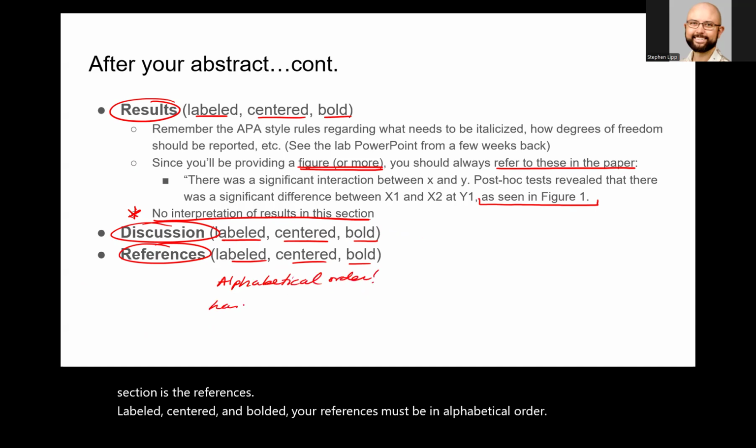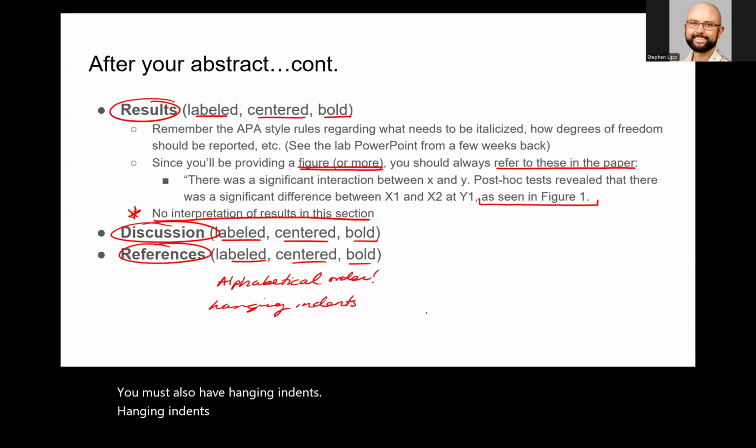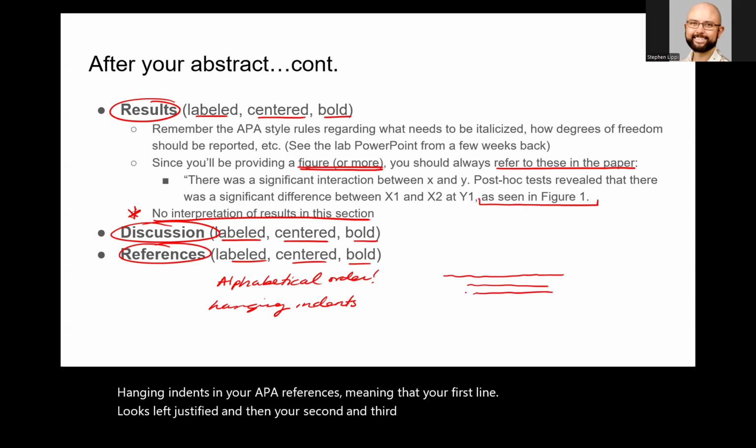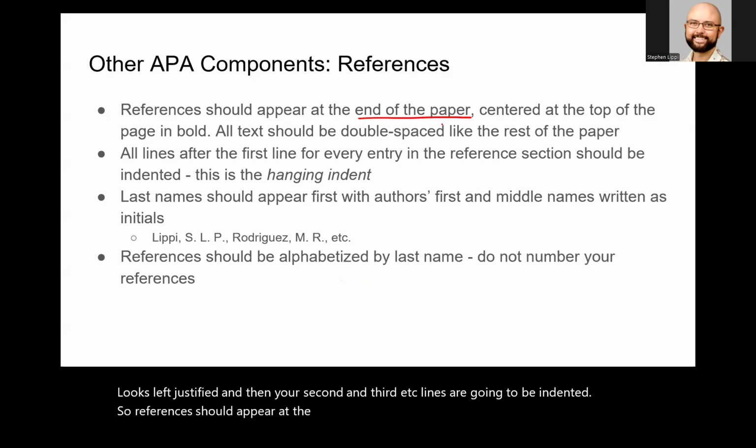You must also have hanging indents in your APA references, meaning that your first line looks left justified, and then your second and third, etc. lines are going to be indented. So references should appear at the end of the paper, centered at the top of the page in bold. Again, that's the section header.